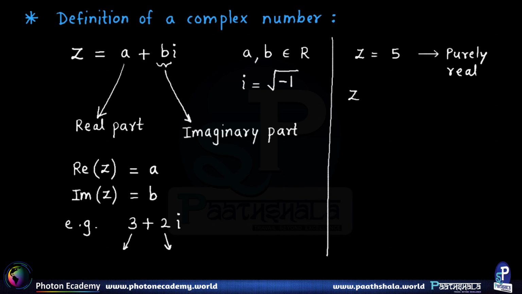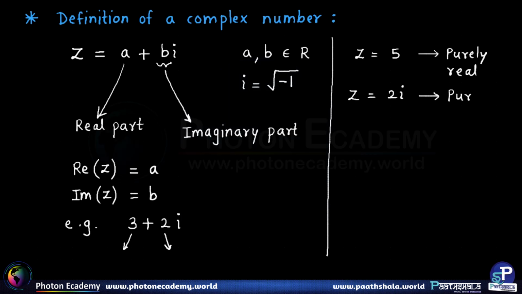On the other hand, if we consider a number something like this, say 2i, now here we see that there is no real part in it, there is no a component in that. So such a number which contains only the imaginary part is called a purely imaginary number.